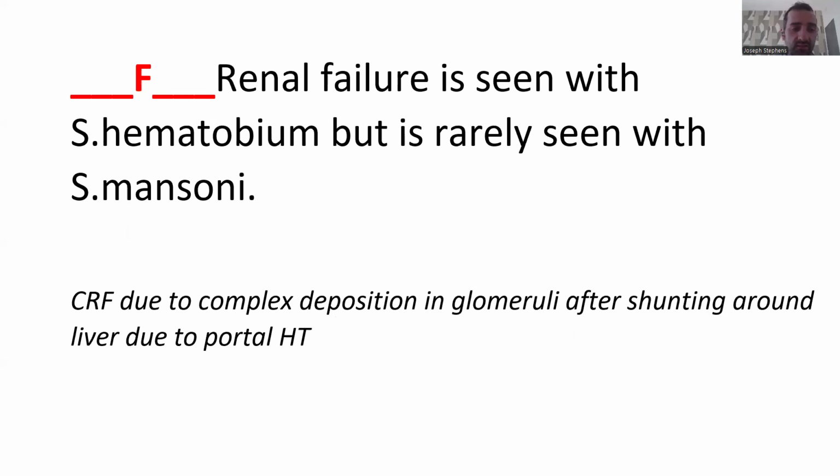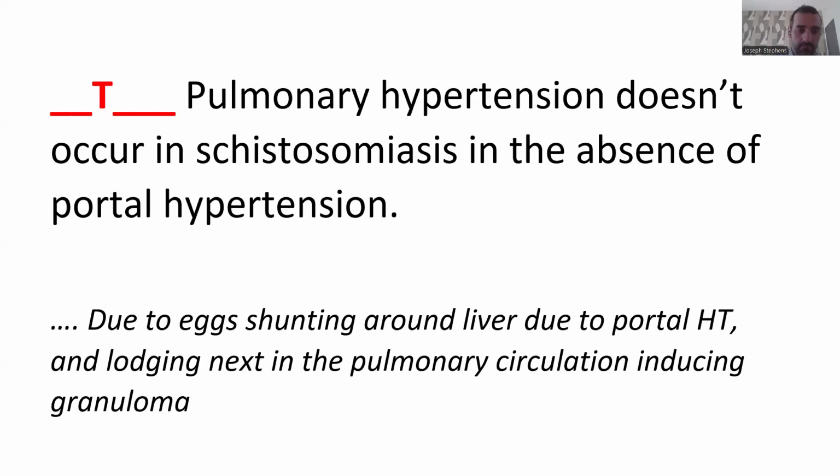Okay. True or false? Renal failure is seen with schistosoma hematobium, but is rarely seen with mansoni. False. Chronic renal failure due to immune complex deposition in glomeruli often happens once people have portal hypertension. All right, true or false, pulmonary hypertension doesn't occur in schisto in the absence of portal hypertension, and that's true.